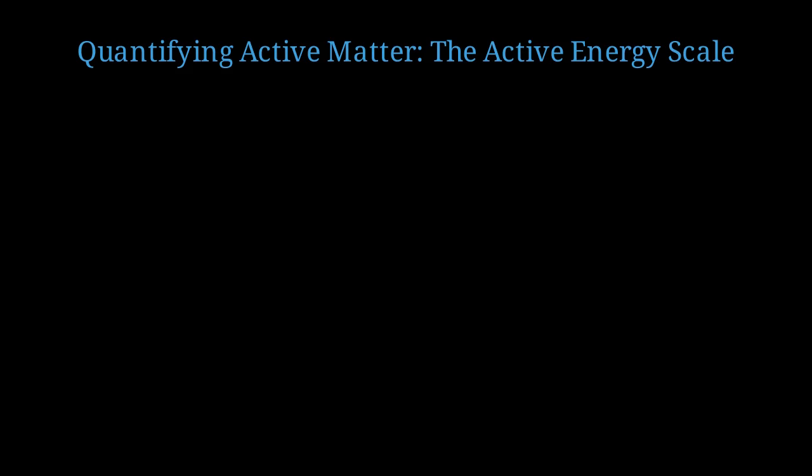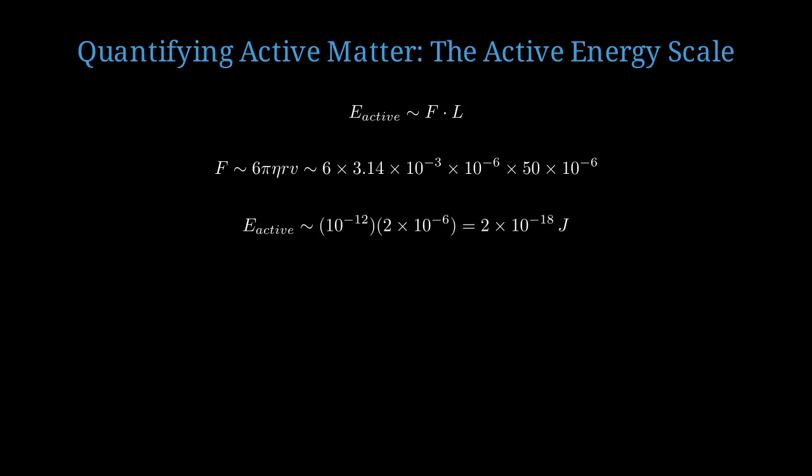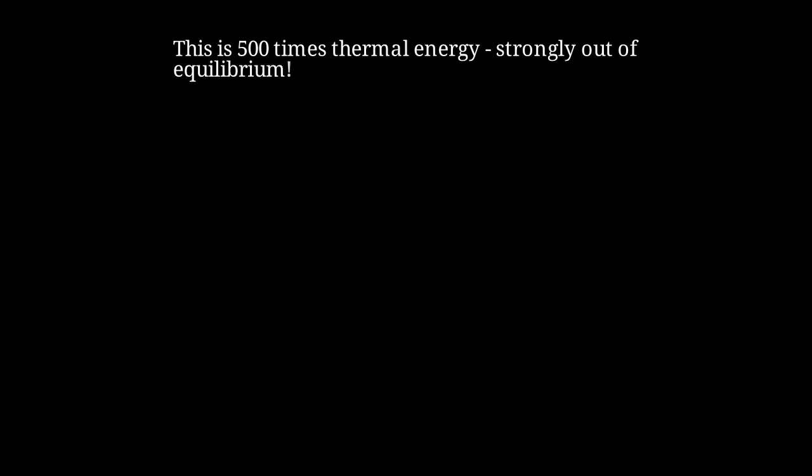What energy scale characterizes active matter behavior? The active energy is roughly the propulsion force times the particle size. This is the energy injected per motor per persistence time. Using Stokes drag, the force is 6 pi eta r v, and plugging in our numbers, that's roughly 1 piconewton. So the active energy is about 2 times 10 to the minus 18 joules, or roughly 500 kBT, where kBT is thermal energy. 500 times thermal energy means these systems are strongly out of equilibrium. They're continuously consuming fuel and dissipating energy at rates far exceeding thermal fluctuations.